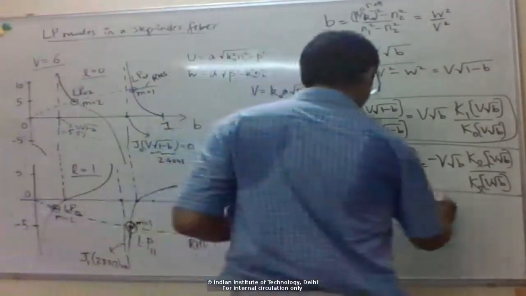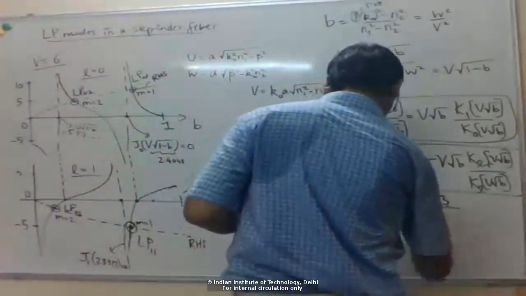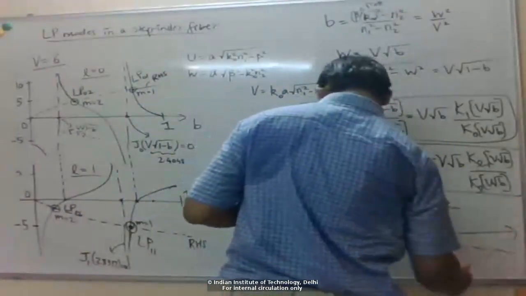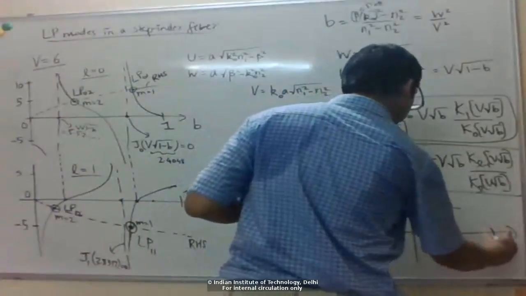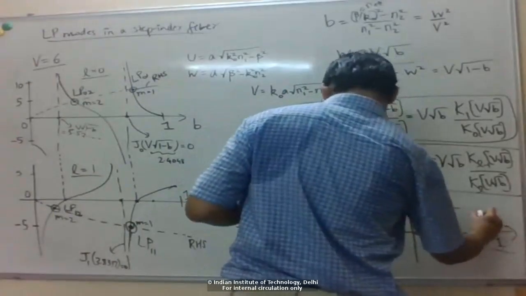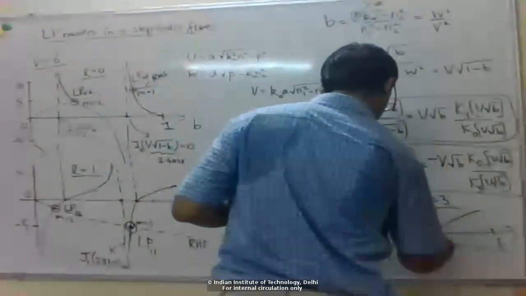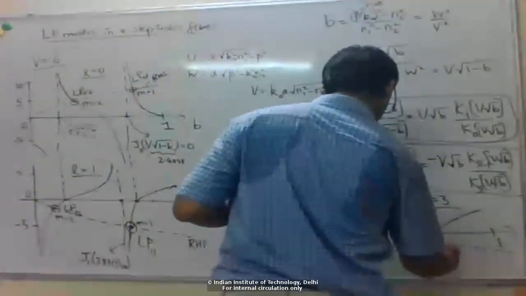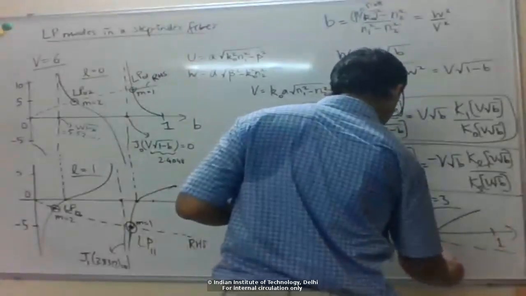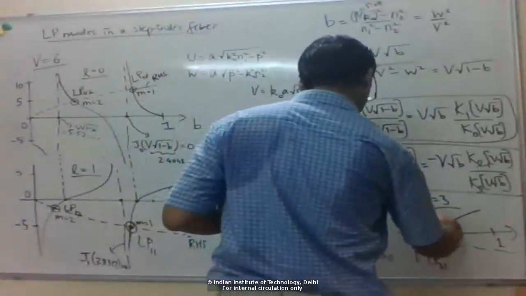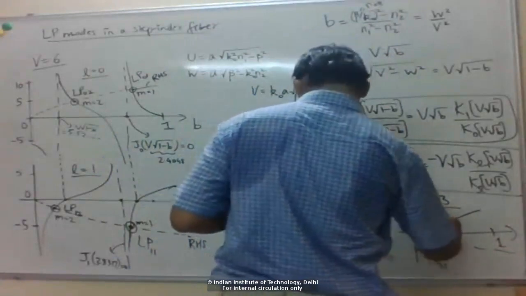Similarly, L equal to 3, we have one intersection. Okay, so it looks like this. The J2 by J3 one, right? Again, here it's crossing 0 when J2 becomes 0.